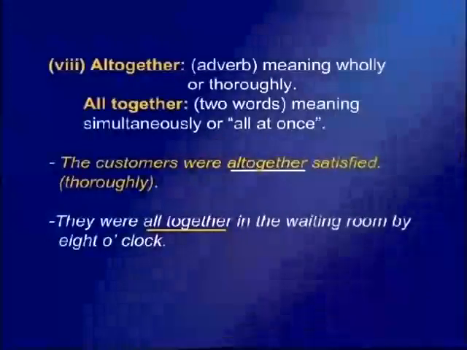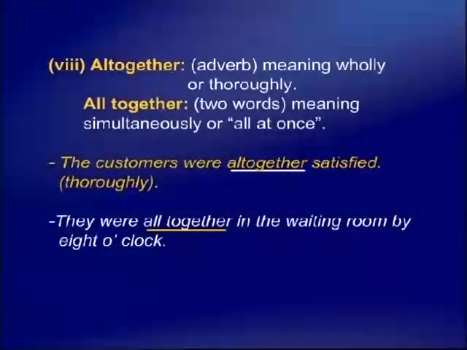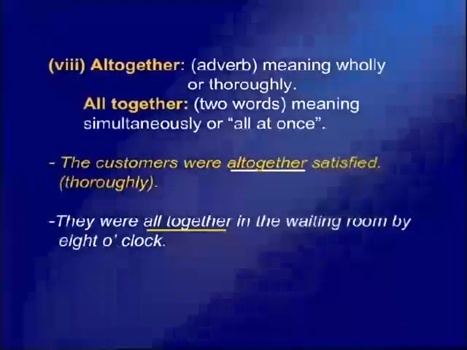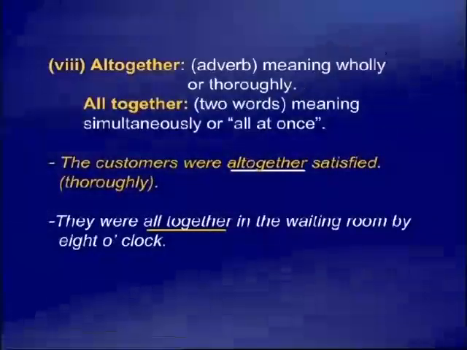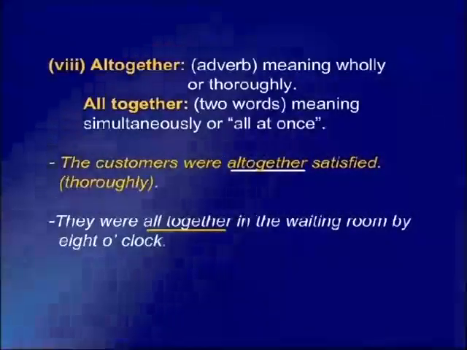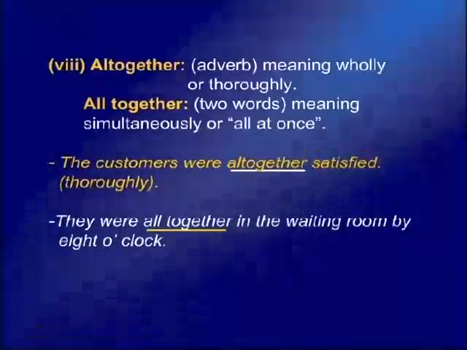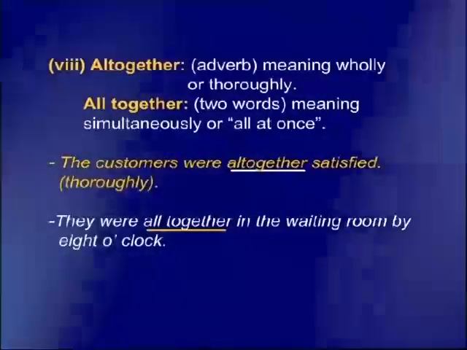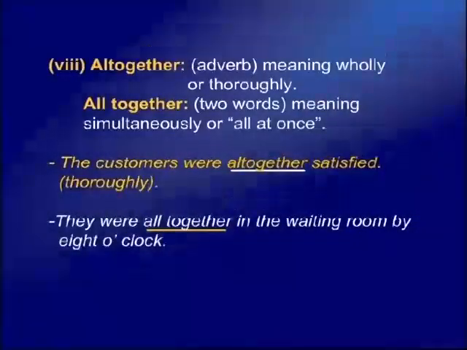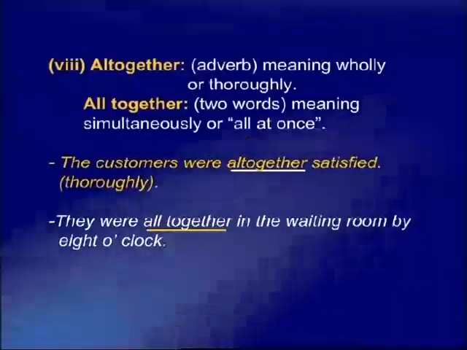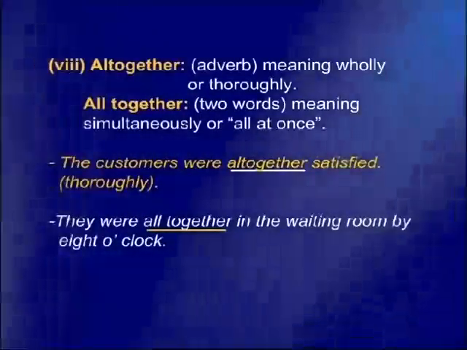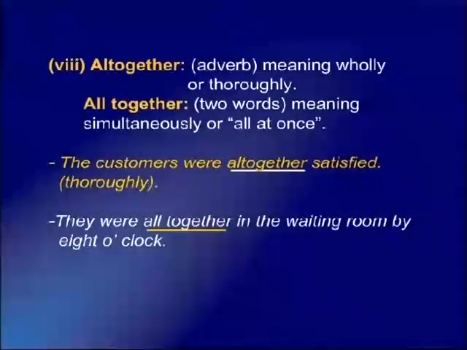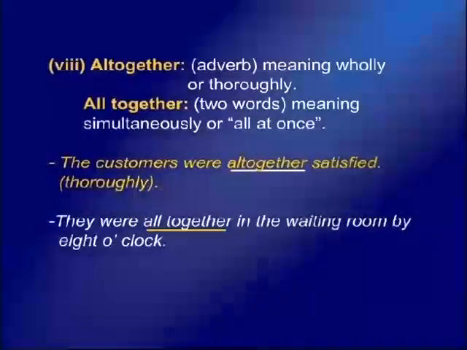The next pair of words are altogether and all together. Again, altogether is one word, A-L-T-O-G-E-T-H-E-R, meaning wholly or thoroughly. It is one word and it's an adverb. The other one, all together, are two words, all and together, meaning simultaneously or at once, all at once.